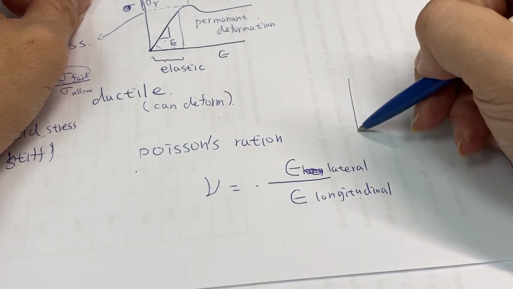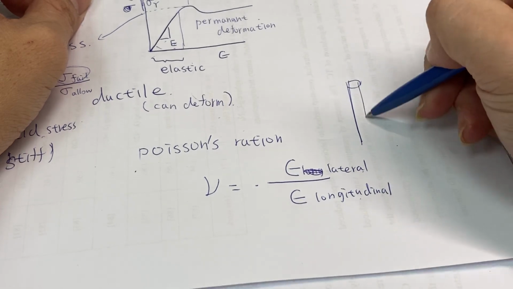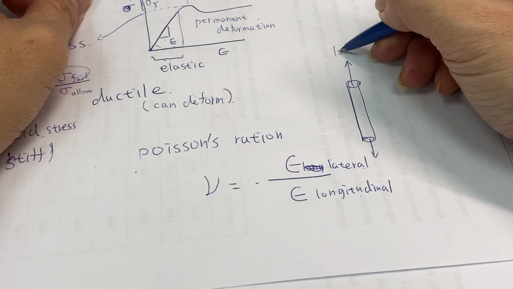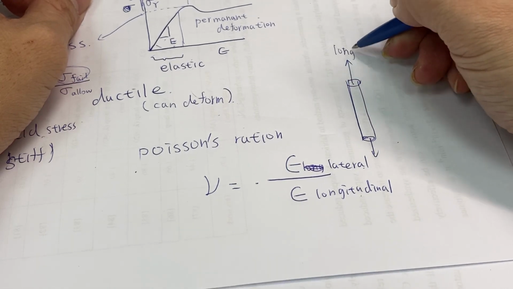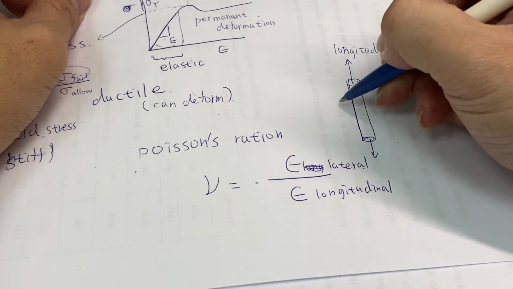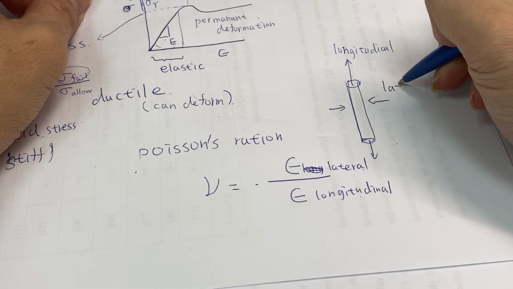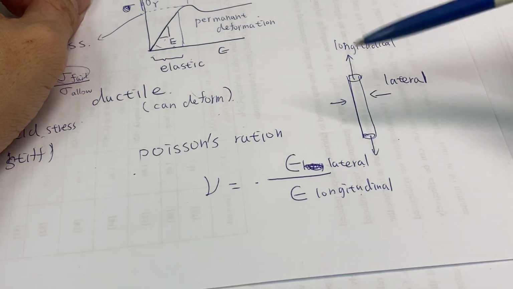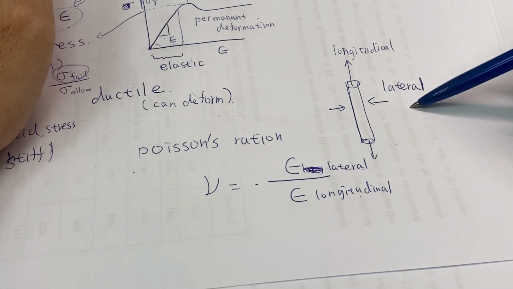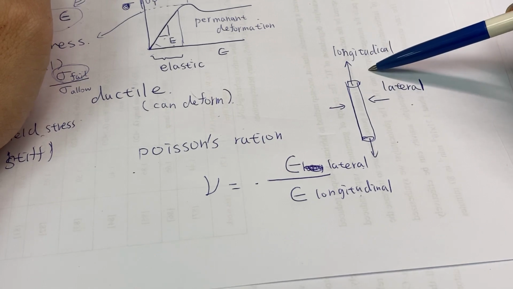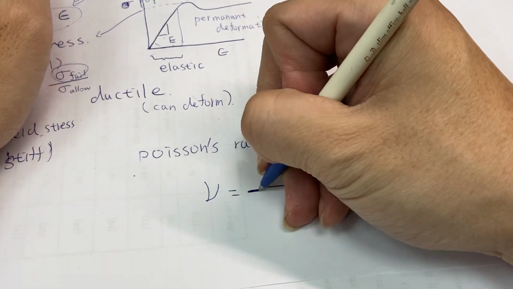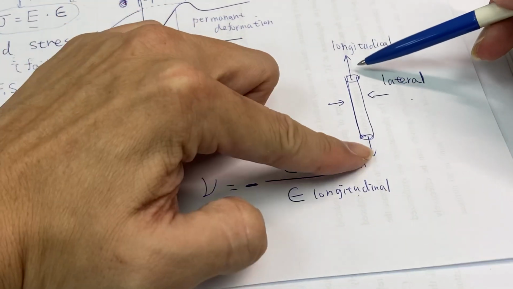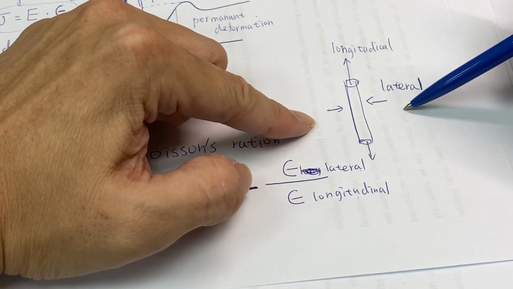So if you apply, I draw a material here, and apply the tensile loading. This is called longitudinal, and this is called lateral. So Poisson's ratio is just the ratio between the lateral strain divided by the longitudinal strain, and it's negative. There is a negative sign before it, because after you make an extension on the material, the longitudinal extension will make the lateral compression.